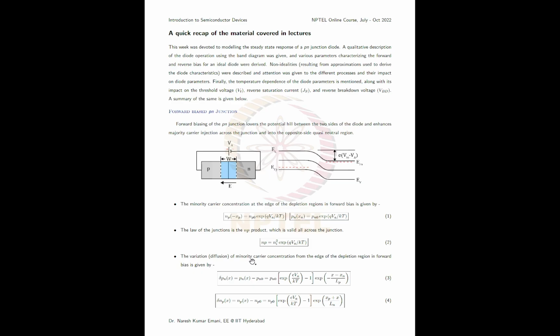The variation of minority carrier concentration from the edges is given by the equation: delta Pn of x equals Pn of x minus Pn naught, which is Pn naught (exponential eVa by kT minus 1) exponential minus (x minus xn) by Lp. And similarly, delta Np of x equals Np of x minus Np naught, which is Np naught (exponential eVa by kT minus 1) exponential (x plus xp) by Ln.